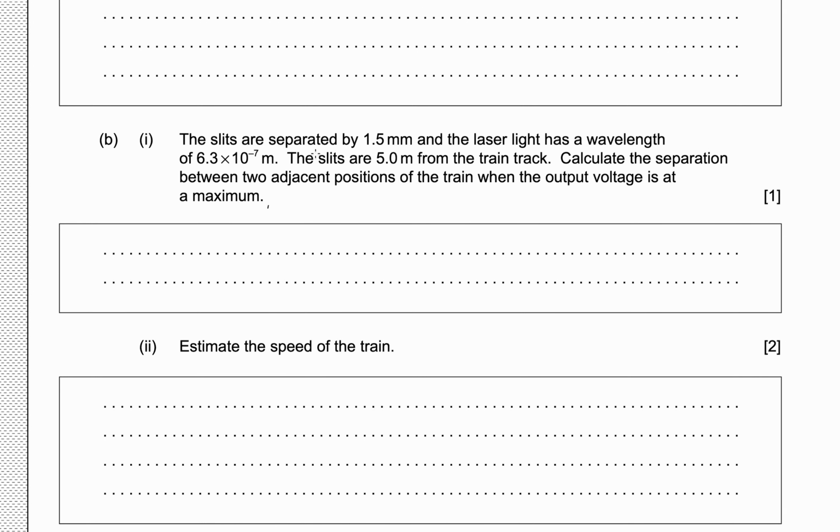The slits are separated by 1.5 millimeters and the laser light has a wavelength. We're asked to calculate the separation between two adjacent positions of the train. This is fairly easy. You just use s = λD/d. You have everything here: your wavelength, the distance from the slits to the train track. If you substitute in the values, you should get an answer of 2.1 millimeters.